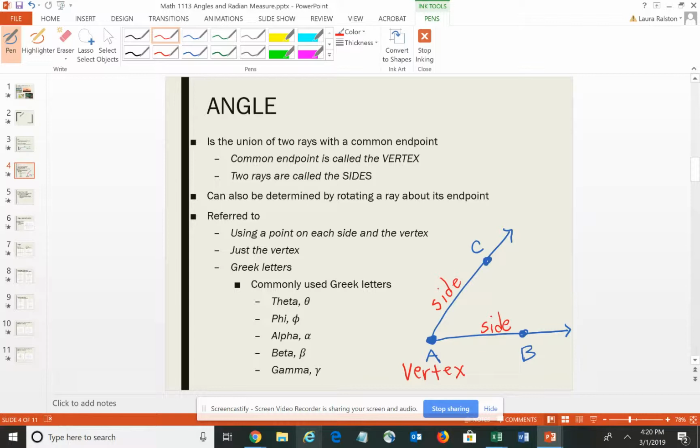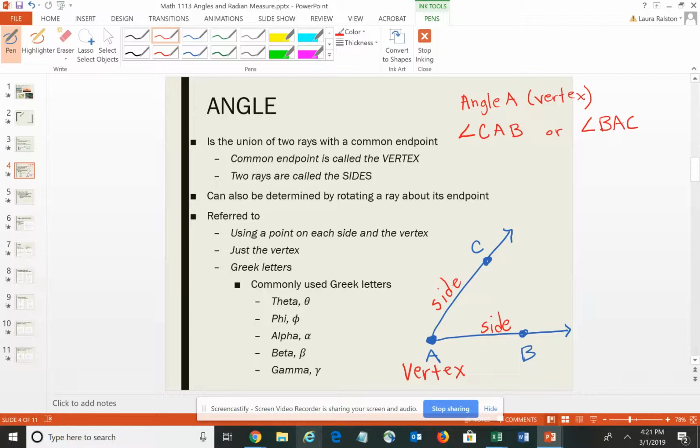We could say this is angle A. We name it just using the vertex. Sometimes we'll name it using all three letters, and so there's a variety of ways to do that, but you're always going to have the vertex in the middle. So we could call it, using our angle symbol from geometry, angle CAB, or we could call it angle BAC. In either case, though, notice that the vertex is in the center.